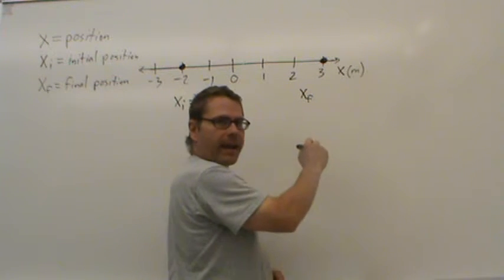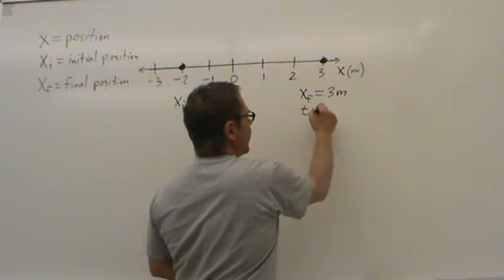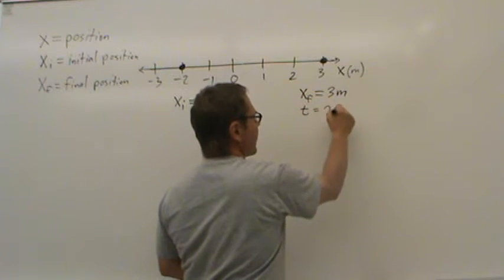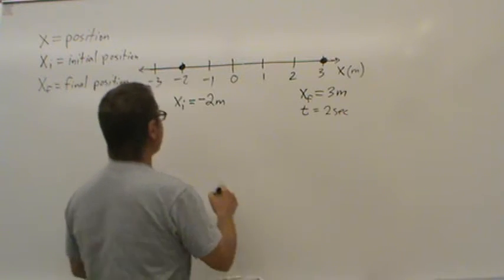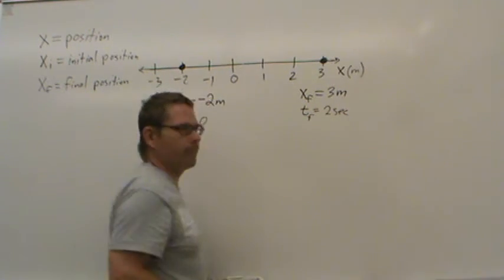So I'll use the symbol xf. xf equals 3 meters, and the time would equal 2 seconds. This would be my initial time. This would be my final time.